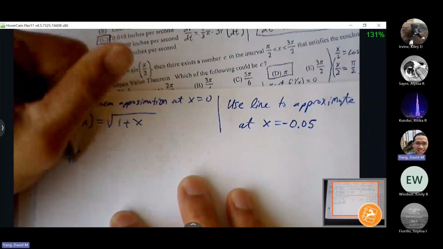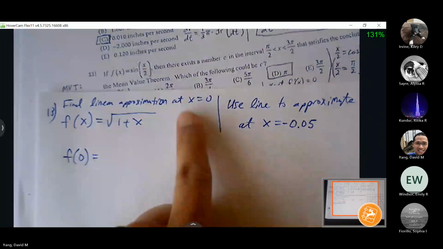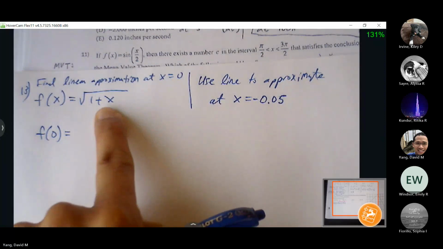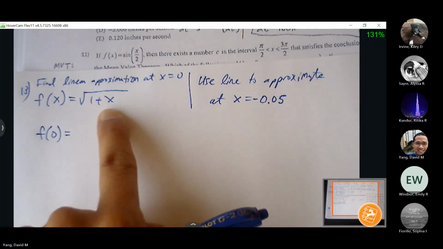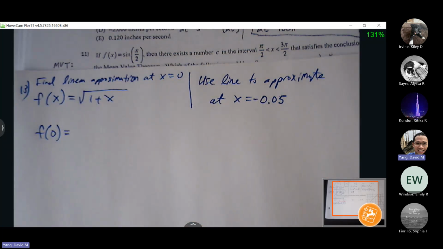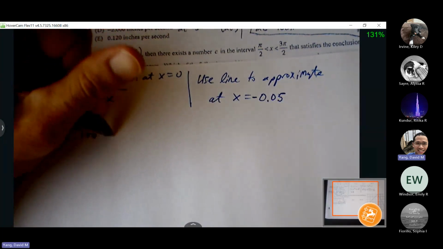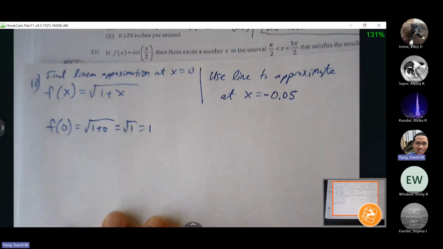So plug 0 in for x. What do we get? What's the y give us? If x is 0, then my y value is what? Yeah, it's just 1 plus 0, which is square root of 1, which is 1. Okay, so there's my ordered pair, 0, 1.